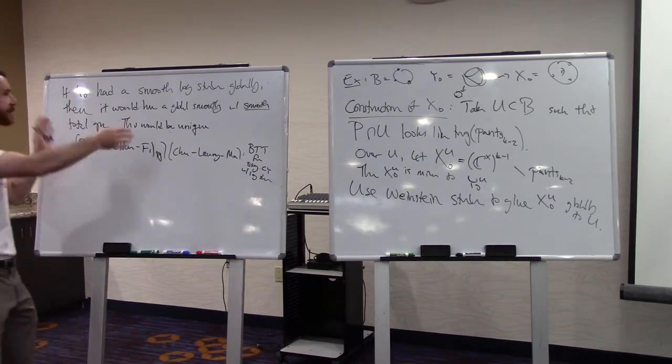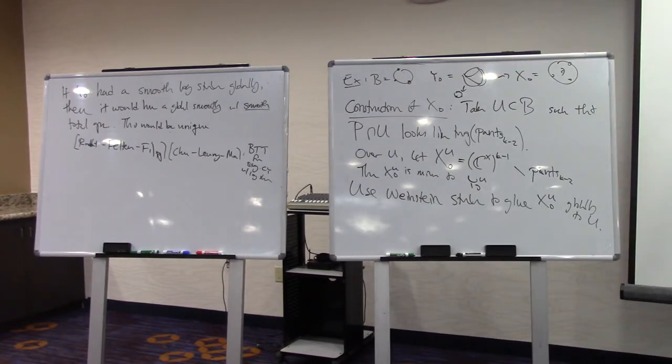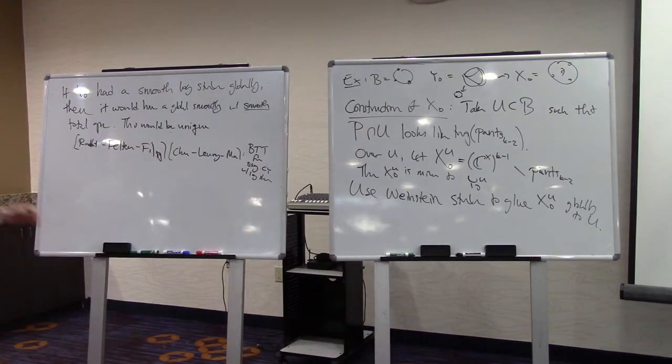If you had a global smooth log structure, then you would have a global deformation of this z1 dot dot dot zk, such that on each chart the restriction of that deformation would be z1 dot dot dot zk equals t. But we don't have that in general.